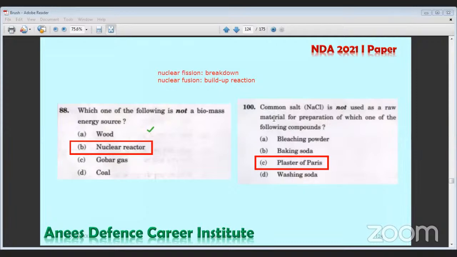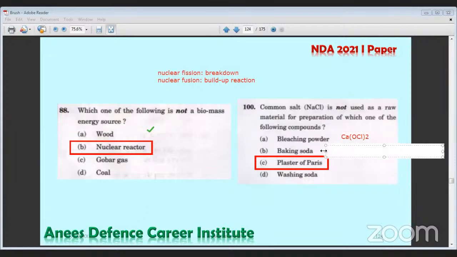First of all, I want the chemical formula of each and every one of them. Let me know what is the chemical formula for bleaching powder. Anyone? You know, it is calcium oxychloride. I am writing it here, you can note it down please. CaOCl2. Okay, calcium oxychloride. Bleaching powder is nothing but calcium oxychloride.